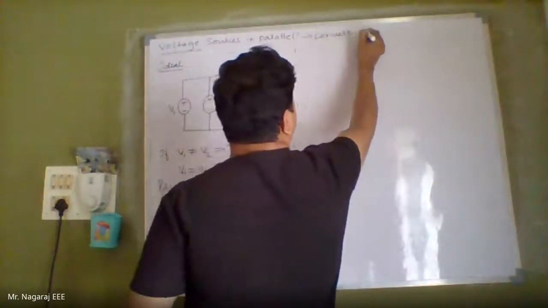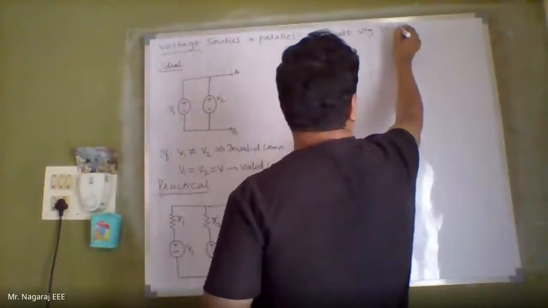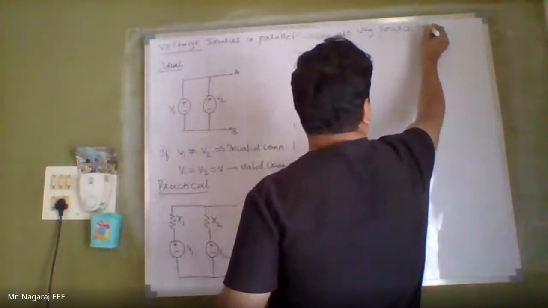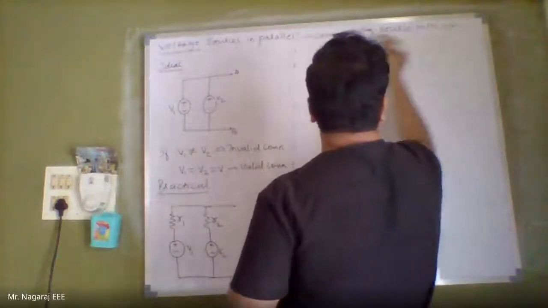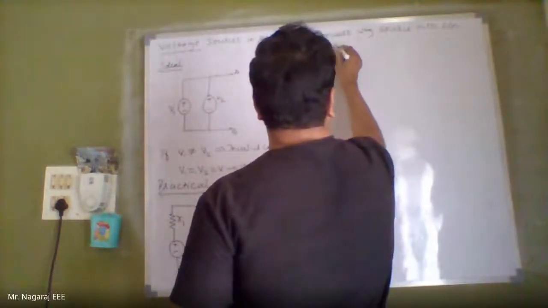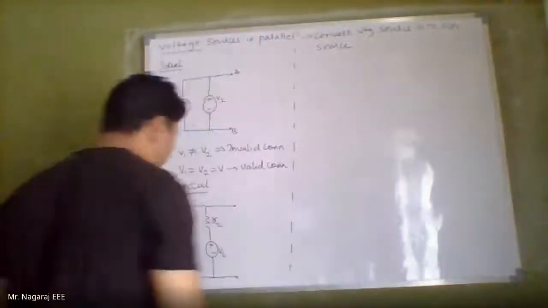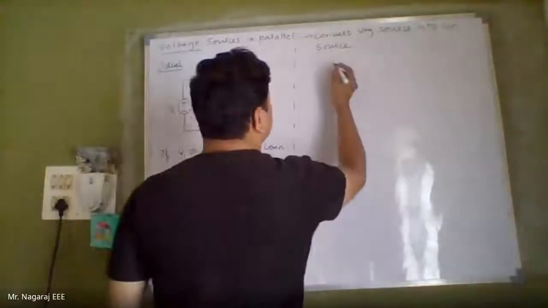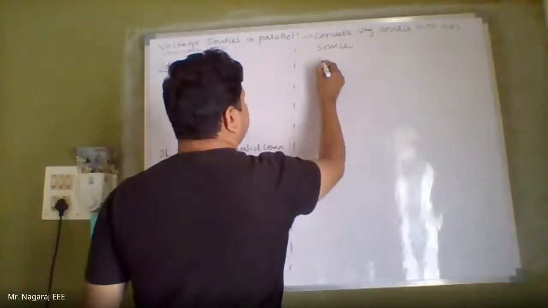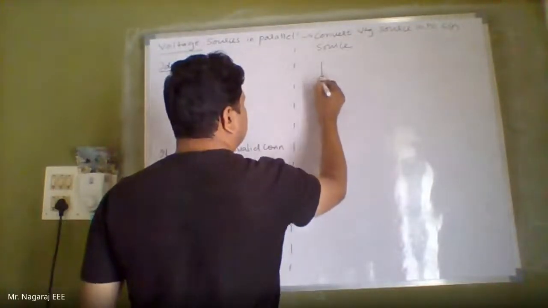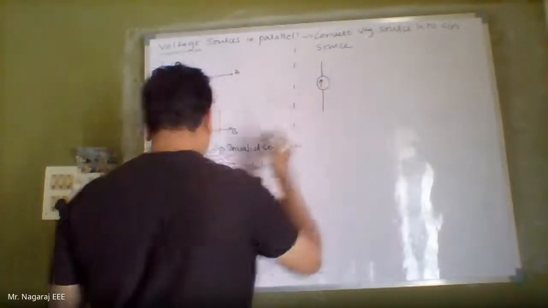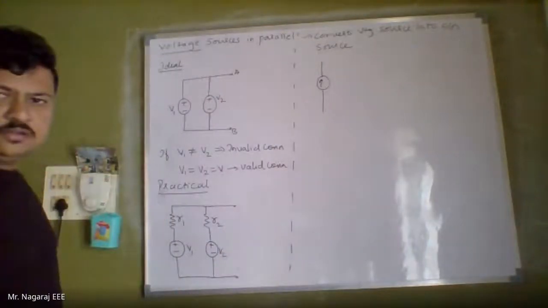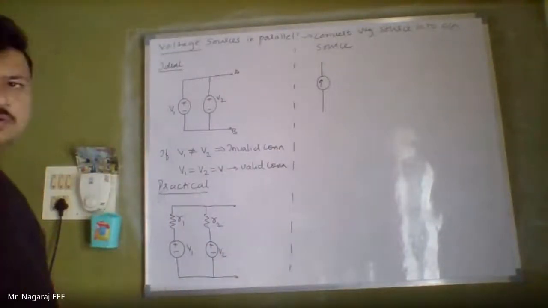Convert voltage source into current source. Now, the direction of current source will be upwards because the direction of polarity of V1 and V2 both are upwards.